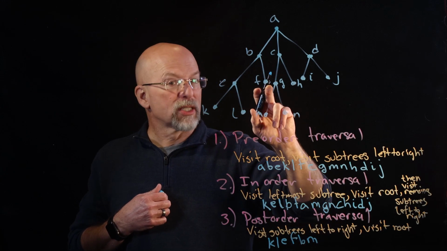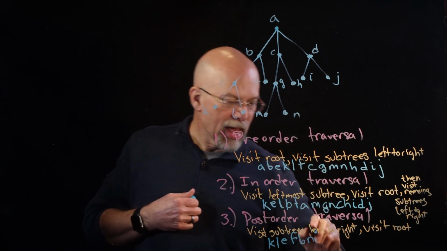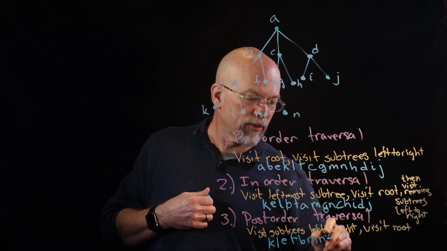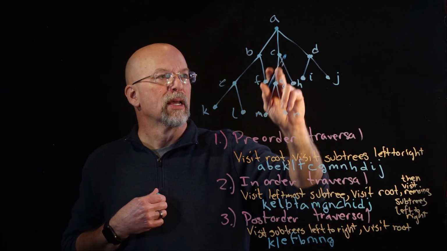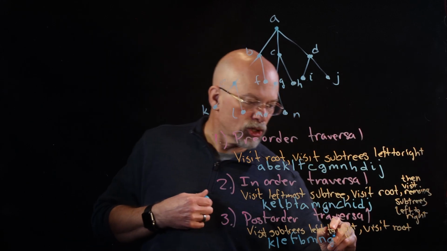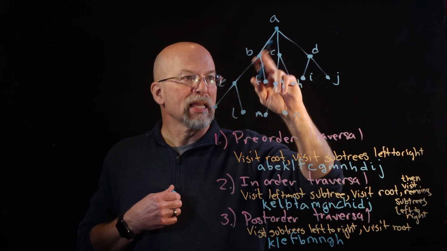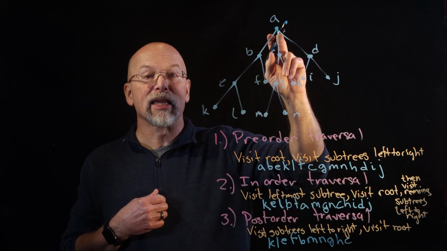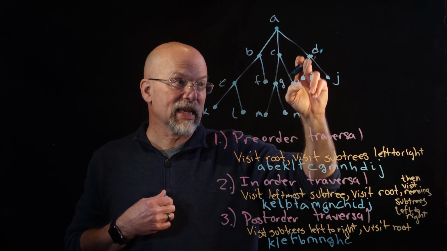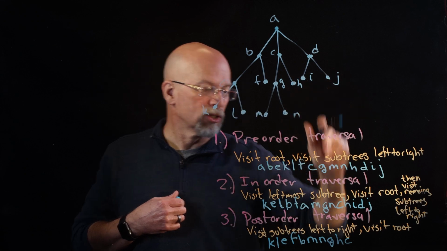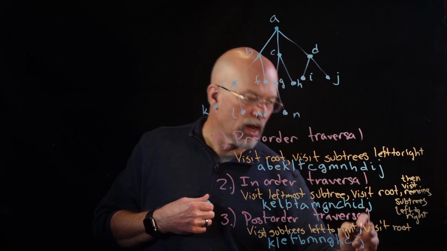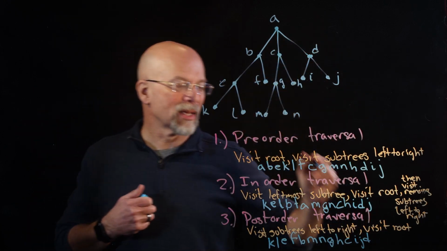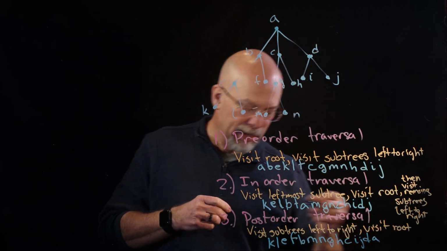Then we come up, G's subtrees haven't all been visited, so we go down to N, left to right. Up to G, now G's subtrees have been visited, so we can visit the root G. Go up to C, down to H. Up to C, now all of C's subtrees have been visited, so we have C. Up to A, now we have to go left to right, hit D. D has subtrees I and J, so we visit I and J. Then go up to D. And finally, now that all of A's subtrees have been visited, we go up to A.